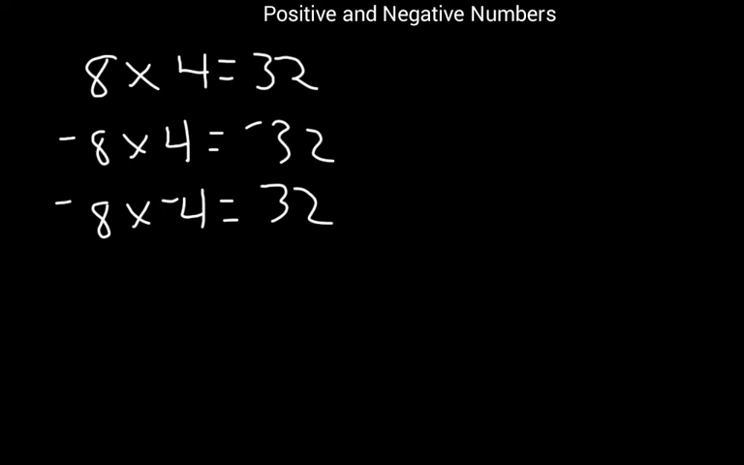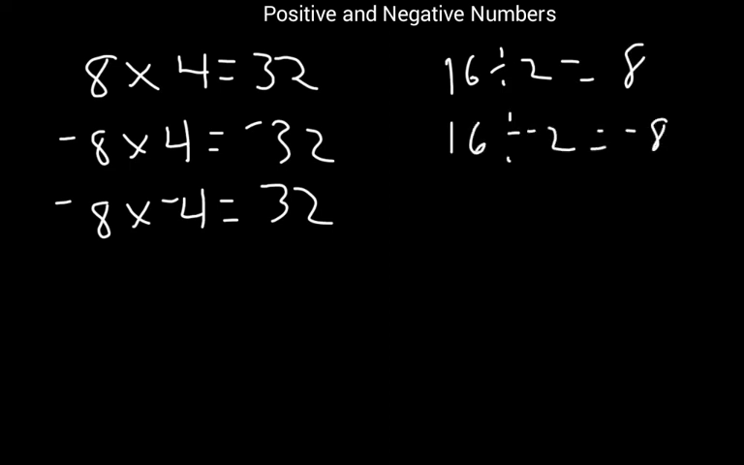So if we had related facts like 16 divided by 2, that's positive 8. 16 divided by negative 2 is negative 8, and negative 16 divided by negative 2 would also be a positive 8. So again, that rule works. If the signs are the same, the quotient is positive. If the signs are different, the quotient is negative.